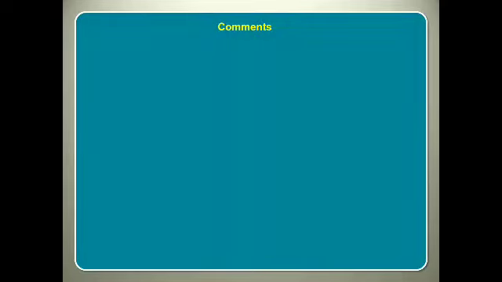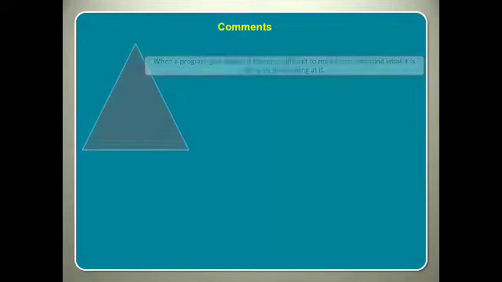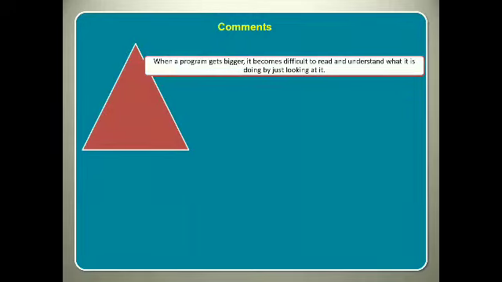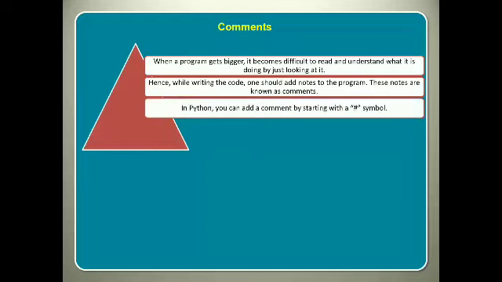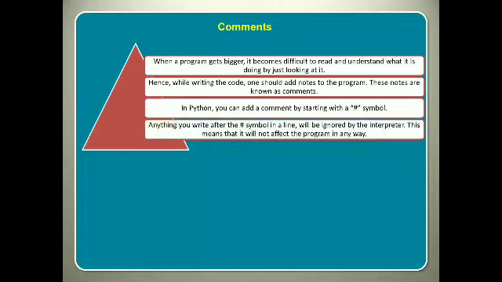Next is comments. Here, it becomes difficult to read and understand what it is doing by just looking at it. Hence, while writing code, one should add notes to the program. These are known as comments. In Python, you can add a comment by starting with a hash symbol. Anything you write after the hash symbol in a line will be ignored by the interpreter. This means that it will not affect the program in any way.